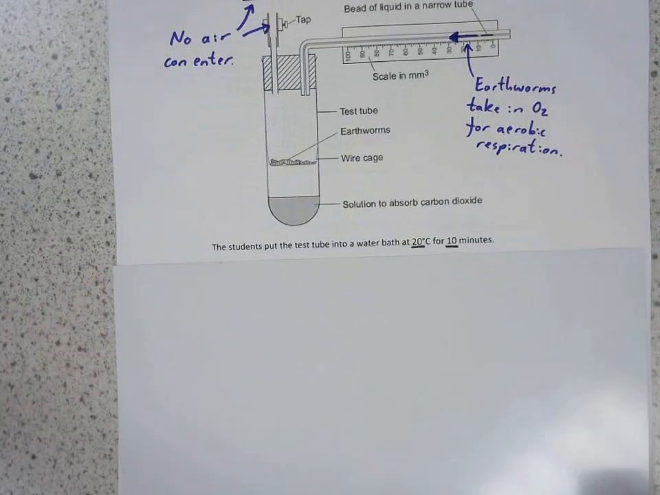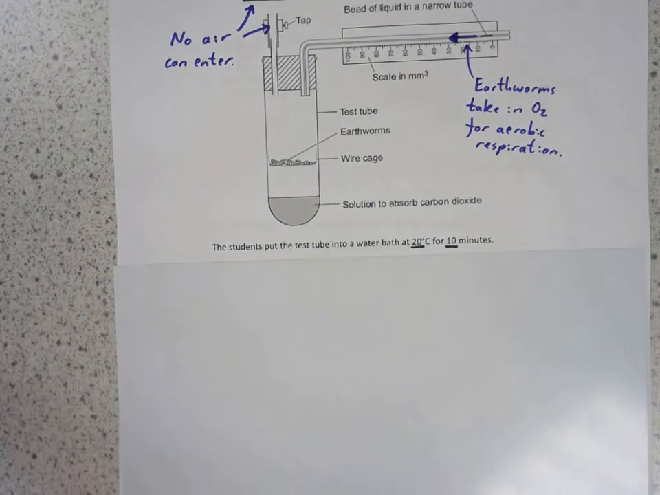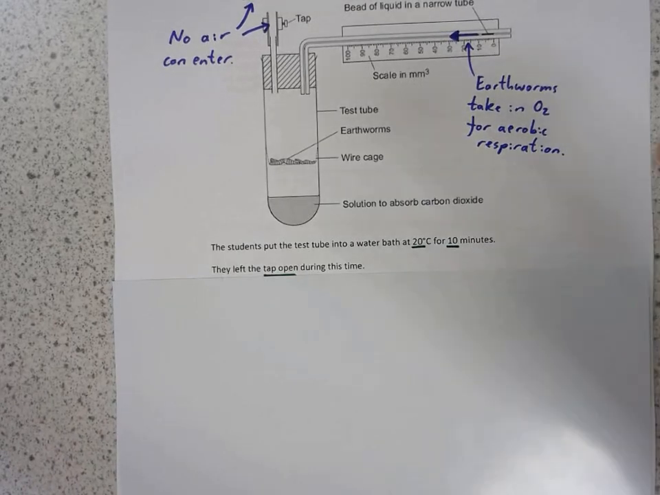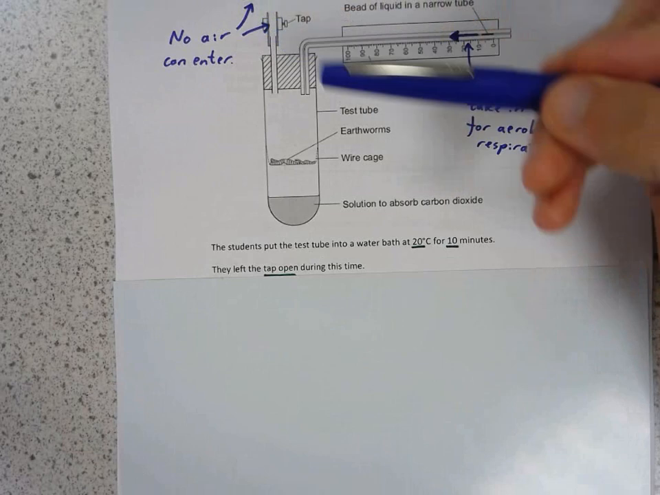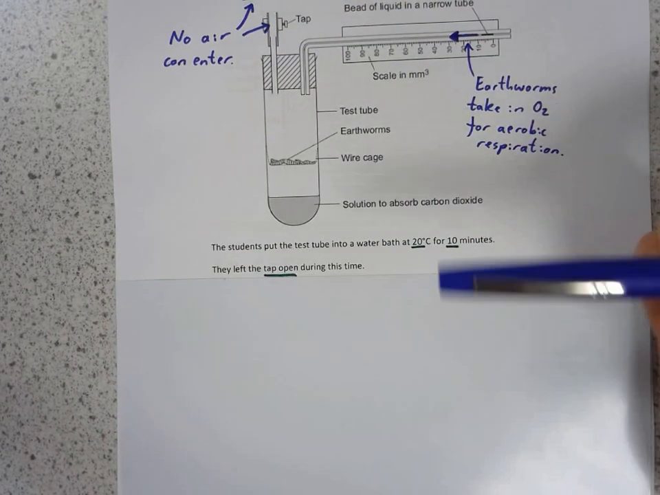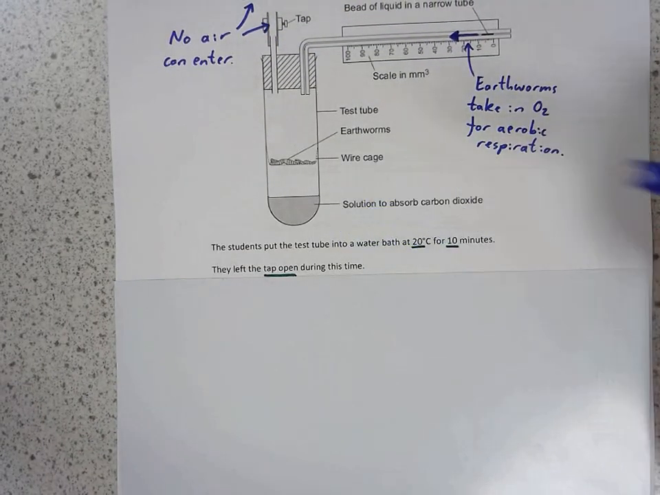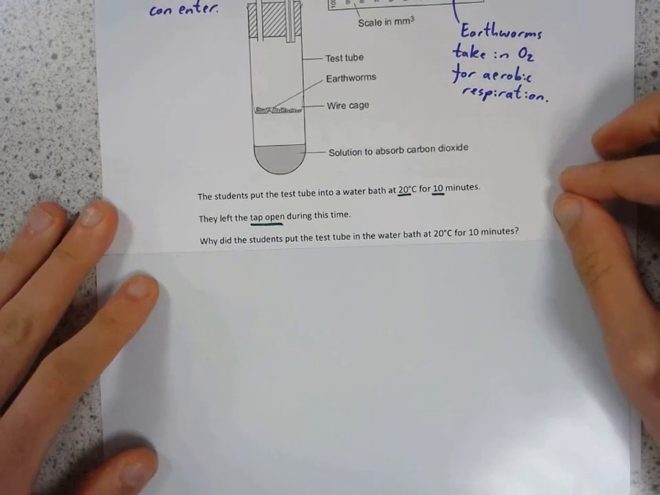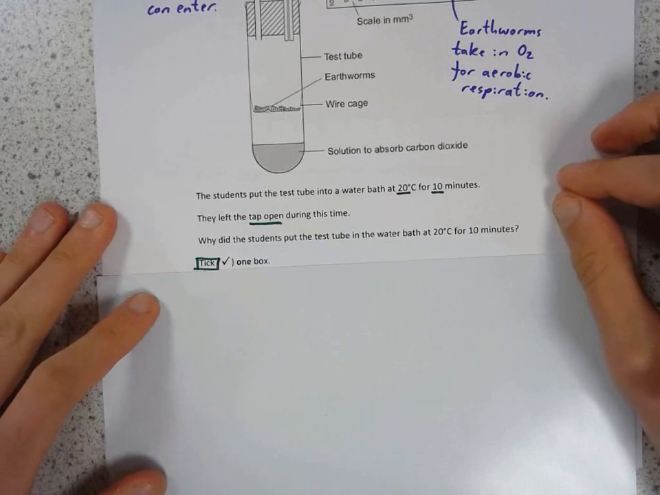The question is asking us, the students put the test tube into a water bath at 20 degrees Celsius for 10 minutes. They left the tap open during this time, so they haven't closed it yet. Air can still get in. They're just putting the test tube in a water bath at 20 degrees C. Why did the students put the test tube in the water bath at 20 degrees C for 10 minutes?